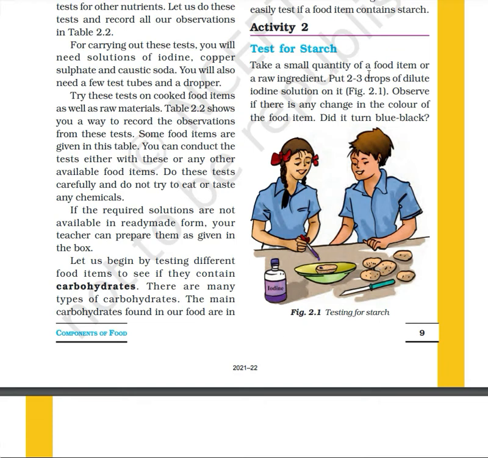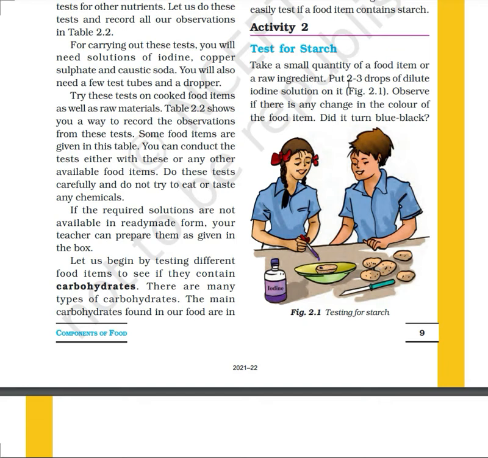Take a small quantity of a food item or a raw ingredient. Put 2 to 3 drops of dilute iodine solution on it. Observe if there is any change in the color of the food item. Did it turn blue-black? If we have to do this, we have to take a food item. I would recommend to take 2 items. One can be a potato and the other an item of your choice, other than one rich in carbohydrates. For this you have to follow these steps.